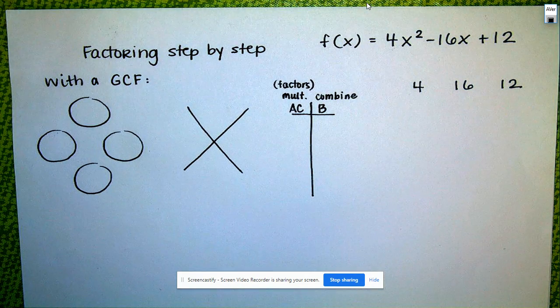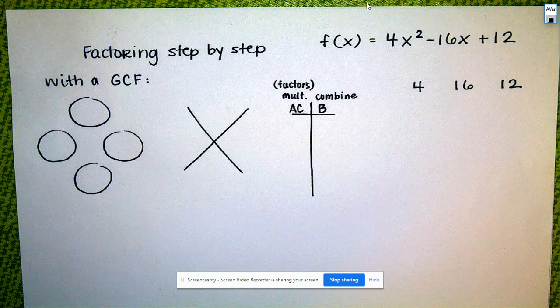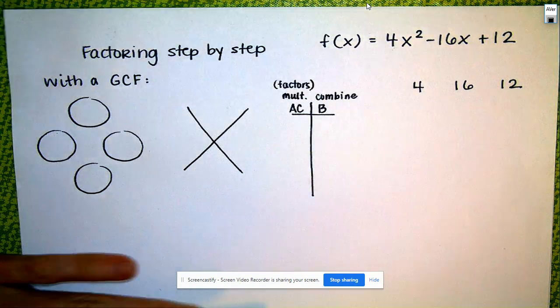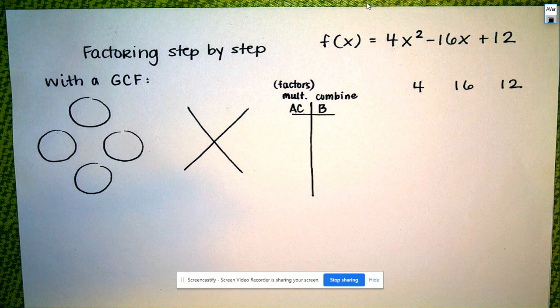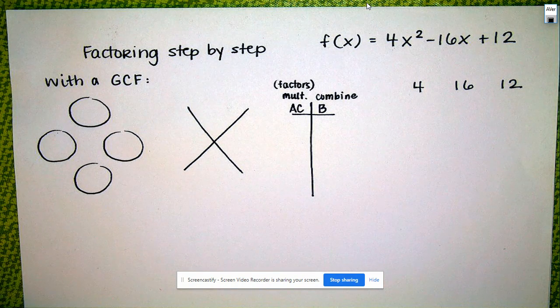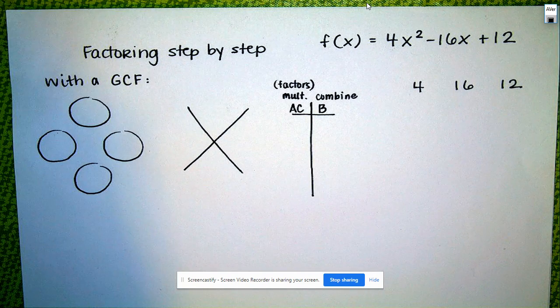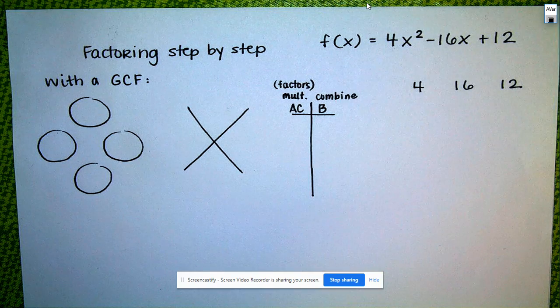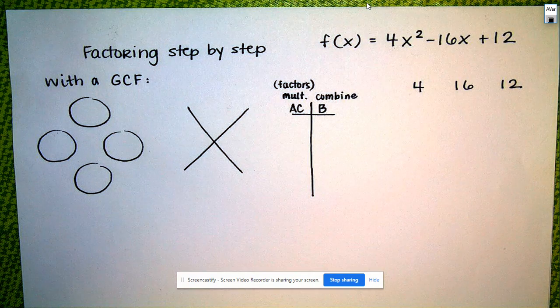And this is taking our magic diamond or our X, our ACB chart, and then understanding how to find the GCF in this problem and trying hopefully to break it down where some of this makes sense to you that you can do it by yourself. All right, so look at this bad boy. Look at our problem: 4x squared minus 16x plus 12.